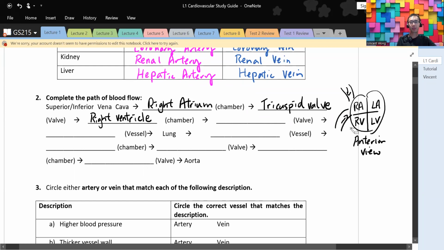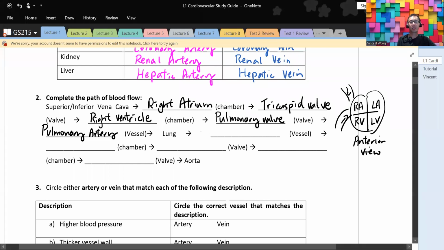So from the right ventricle, we will then pump the blood through the pulmonary valve, which is located just at the entrance of the pulmonary artery. Okay. And it will take it to the lungs, where you will reoxygenate it. You will get more oxygen into the blood. You will remove the carbon dioxide from the blood.